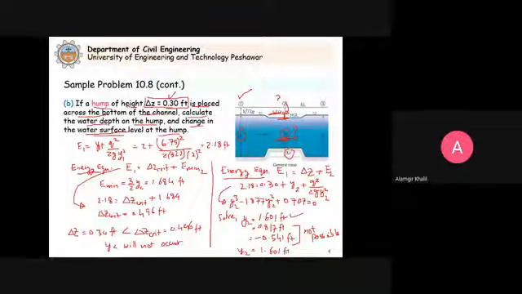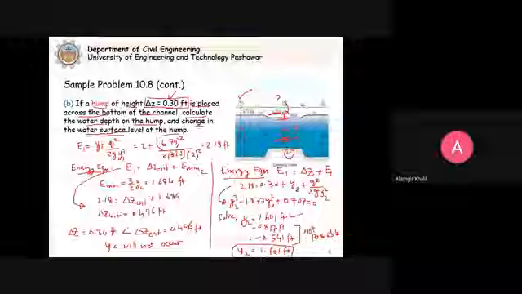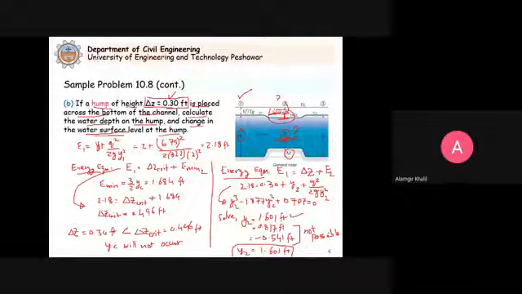1.601 foot. This is the depth that will occur over this hump when the hump is 0.30 feet. Now it is also asked that change in water surface level at the hump. So we have to calculate the change in water level at the hump, this change of surface which is shown here. Change of water surface is now easy to calculate. You have all the data for that.